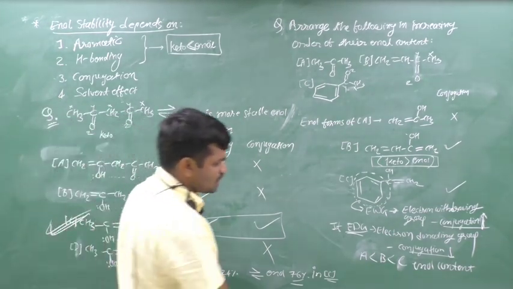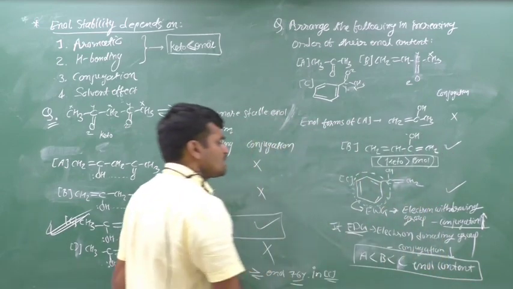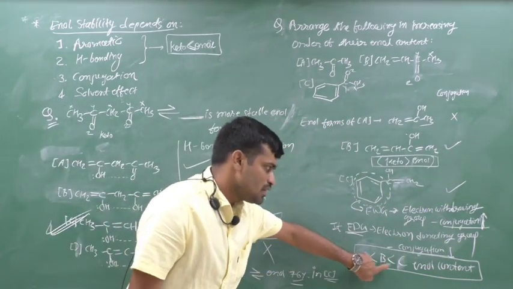From this we can say that the order of enol content is like this: A, B, C.